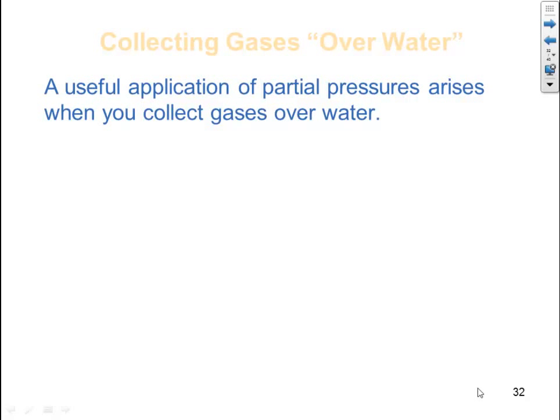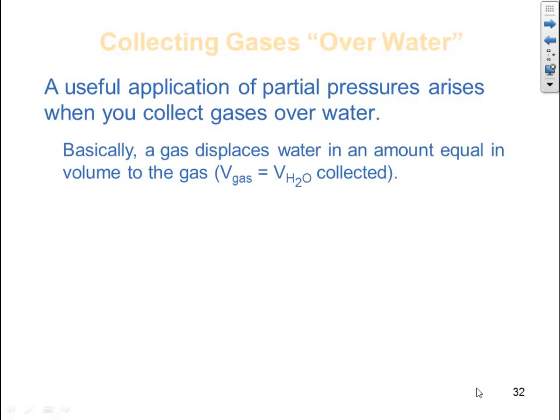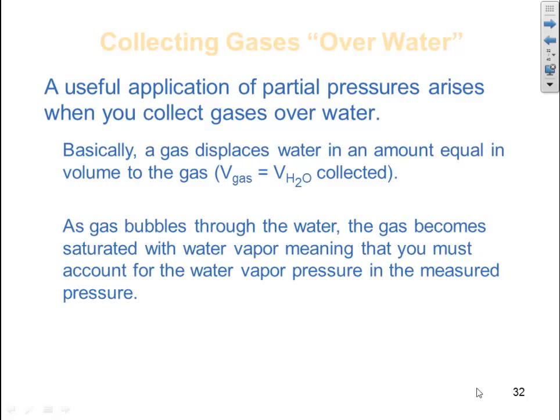A useful application of partial pressures arises when you collect gases over water. Basically, a gas displaces water in an amount equal to the volume of the gas. The volume of the gas is equal to the volume of the water collected. As gases bubble through the water, the gas becomes saturated with water vapor, meaning that you must account for the water vapor pressure in the measured pressure.